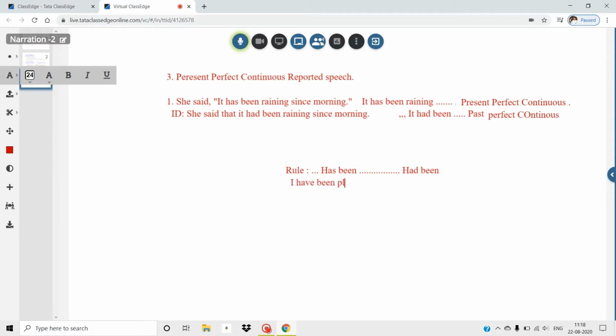I have been playing all the day. They have been singing a nice song. These are examples of present perfect continuous tense. Whereas I had been to London, or they had been working, these are examples of past perfect continuous. Okay. So the rules you have seen and some examples also I have given.